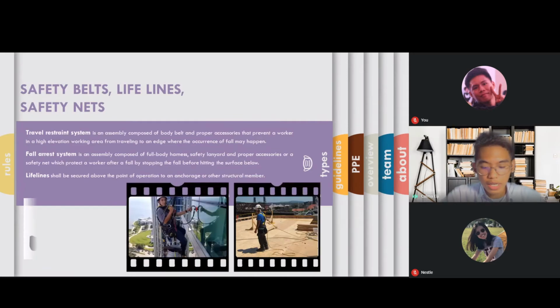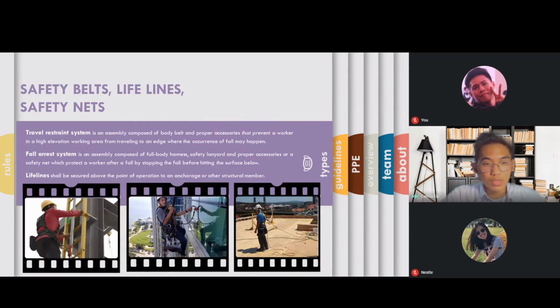So meron tayong iba't ibang klase ng system sa paggamit ng safety belts and lifelines. So the first one is the travel restraint system. Ito yung composed of body belt and proper accessories that prevents a worker in a high elevation working area from traveling to an edge where the occurrences of fall may happen.